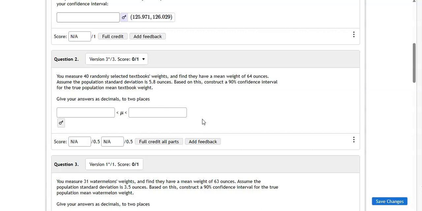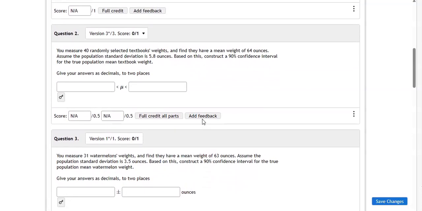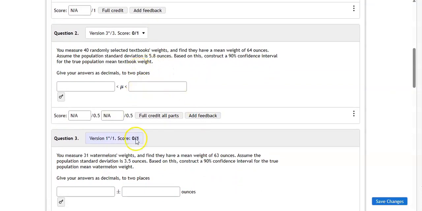We'll do 2, and then I will talk about, we'll pretend that we're doing 3, so I can talk about how to put these answers in, because this is the step right before this one here. So we can actually talk about what kind of thing you would put for question 3 as we did question 2. So you measure 40 randomly selected textbook weights and find they have a mean weight of 64 ounces. Assume the population standard deviation is 5.8. Based on this, we want to construct a 90% confidence interval for the true population mean textbook weight.